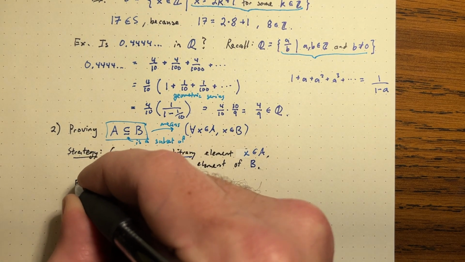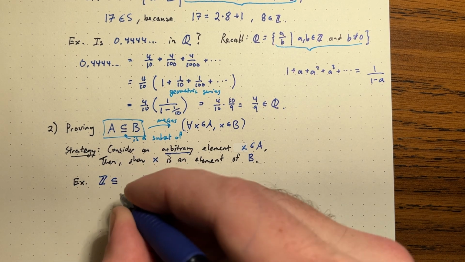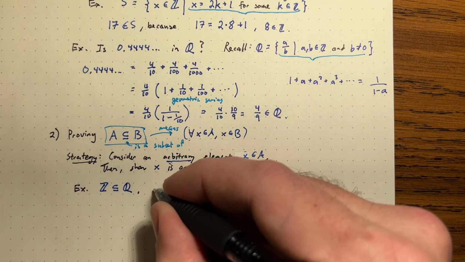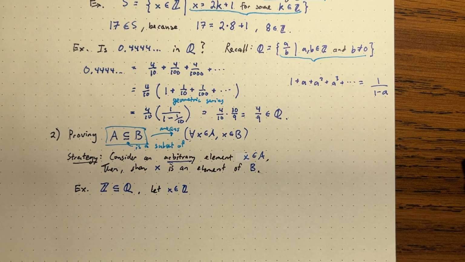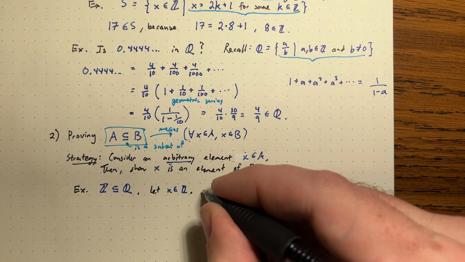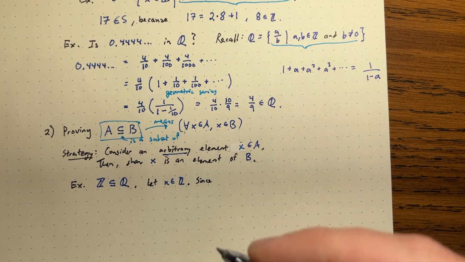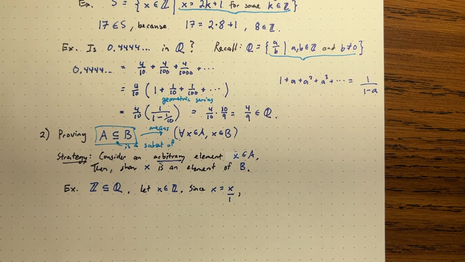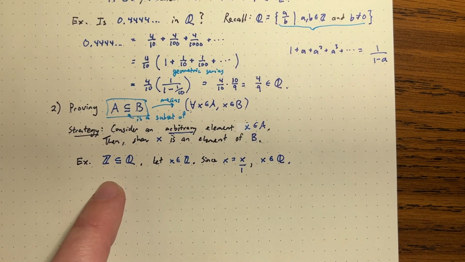So for example, let's show that Z, the integers, is a subset of Q. Well, here's how you do it. You start with an element in Z. So let's let x be an integer. And then we need to write it in this form. That's easy enough. Since x is x over 1, right? That's it. x is in Q. Okay, and because x is arbitrary, we've showed that this entire set Z is contained in Q.